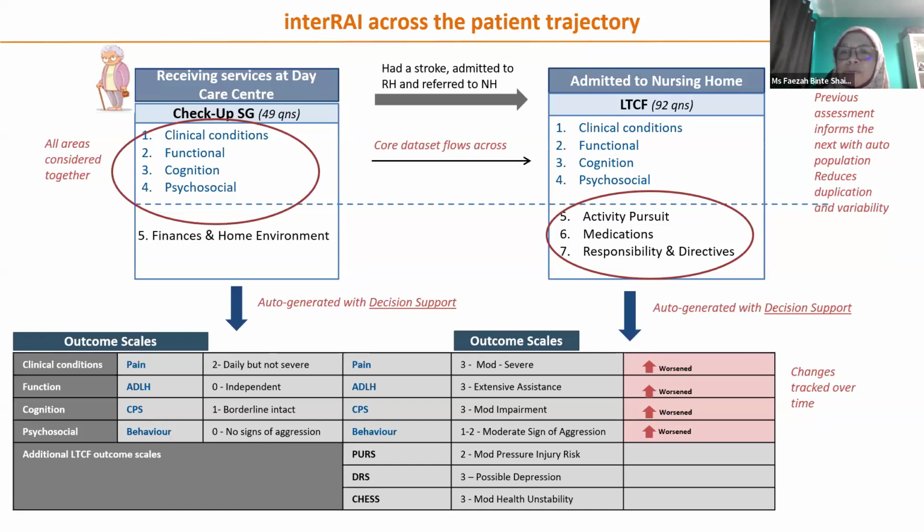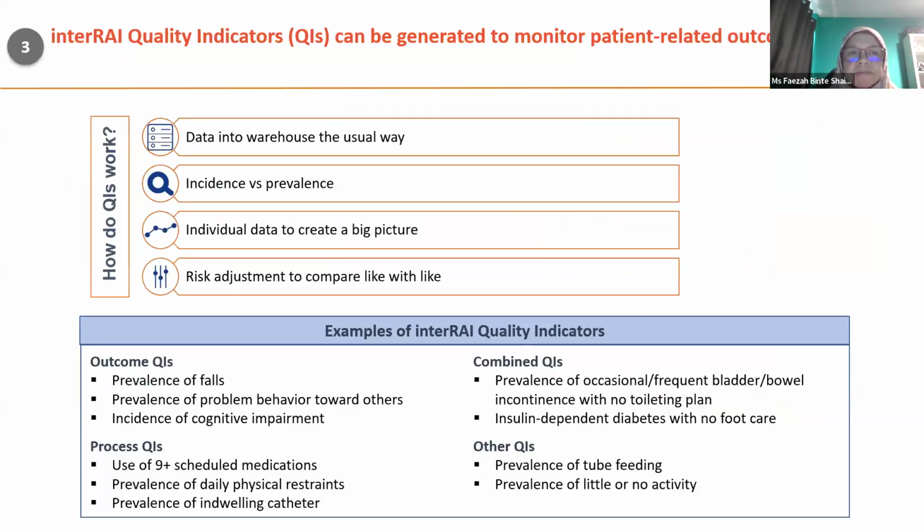What I wanted to show you is that the assessment that was used at the daycare center, some of the domains then flow over to the LTCF that is done by the nursing home, and you can see that the assessment that's not available is the only part the nursing home needs to do. But of course they need to verify the 1 and 4. So this is how InterRAI flows from one trajectory to another, right?